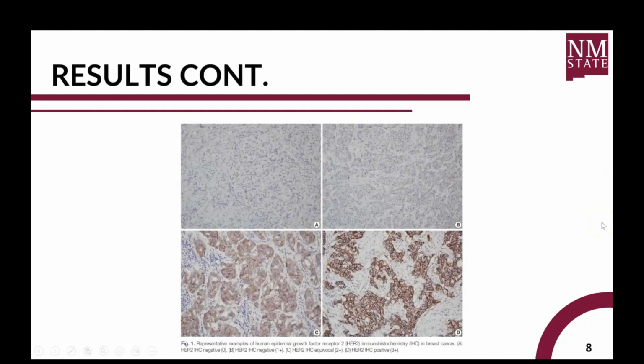Here are the results in images. In picture A, we see a negative control. In picture B, we see a HER2 IHC negative. In picture C, we see HER2 IHC equivocal, which is when overexposure happens when doing the protocol incorrectly. In picture D, we see the HER2 IHC positive.